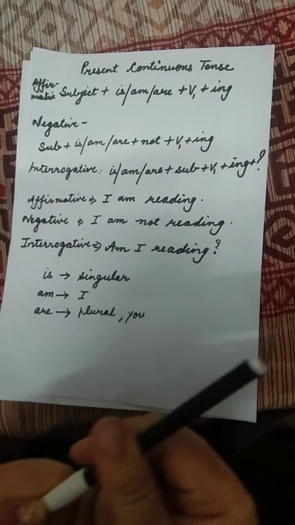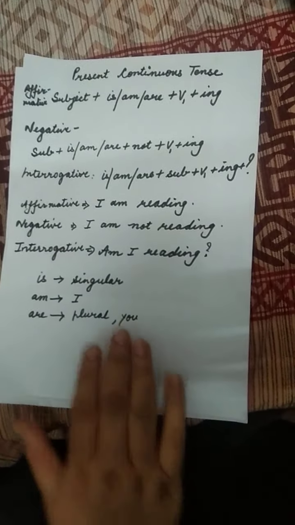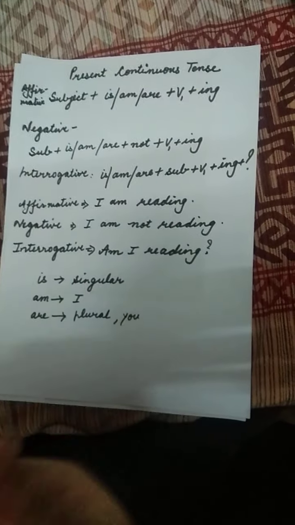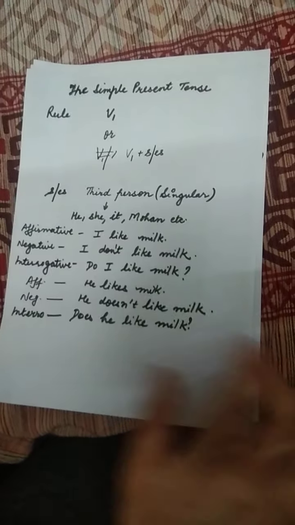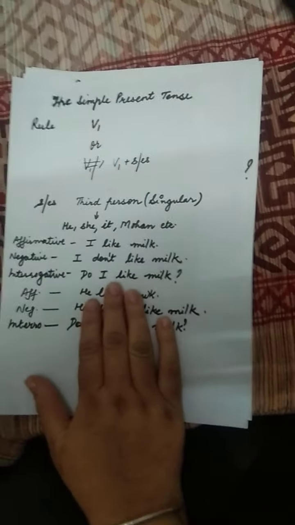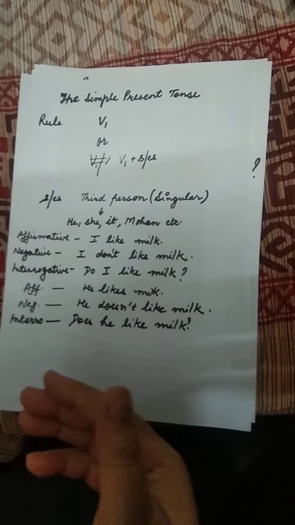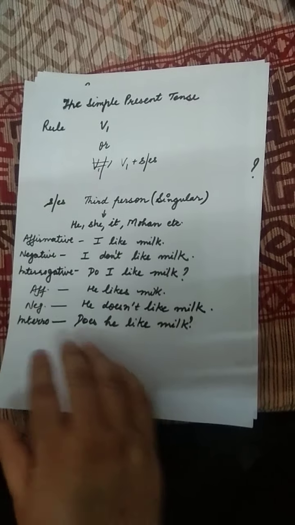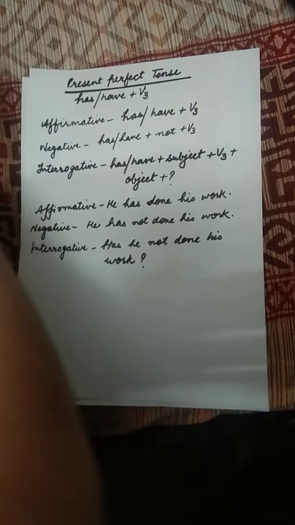Okay. And the uses of present continuous tense: to express what is happening at the time of speaking, we use it here. And in simple present tense, we use it to describe habitual actions, means daily habits or universal truth. With universal truth we will write simple present tense. Okay. And the same for habitual actions, daily actions.